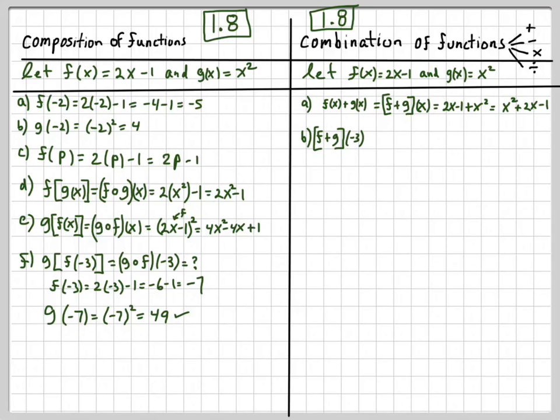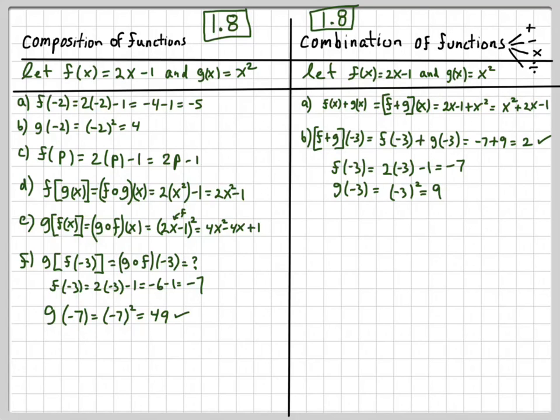Now, part B, if I ask you to find the combination of f plus g of negative 3, the way to do this would be to find f of negative 3 and then add it to g of negative 3. There's actually two different ways of doing it. This is one way. f of negative 3 is negative 7. g of negative 3 is positive 9. So if you add those two functions at that given input of negative 3, we would get negative 7 plus 9 is equal to 2.